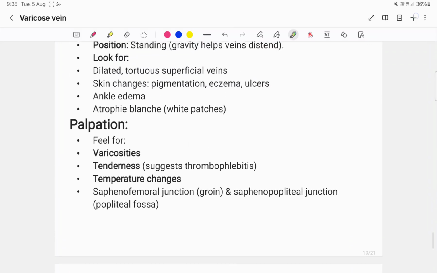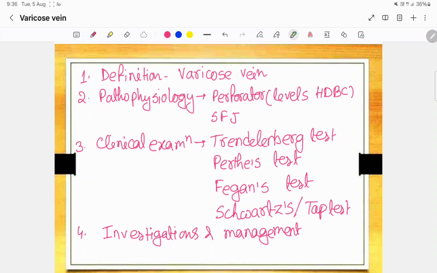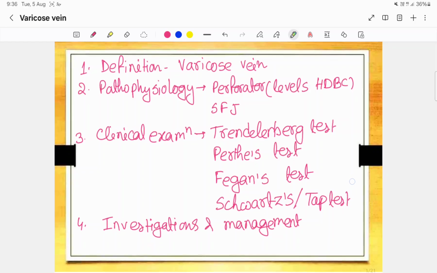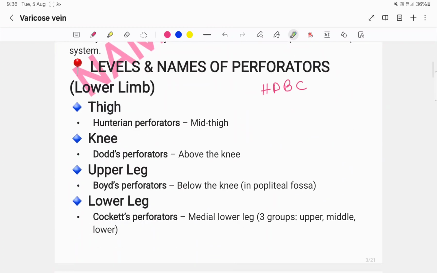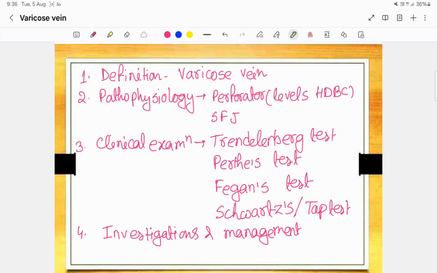Now let us summarize. We have first discussed what is varicose vein. It is a tortuous superficial venous system, mainly the great saphenous vein. What is the pathophysiology? There are two. One is perforator incompetency, and remember the level of the perforators from above downwards: Hunterian perforator, Dodd's perforator, Boyd's perforator, and Cockett's perforator. Next, the incompetency may be present in the saphenofemoral junction.